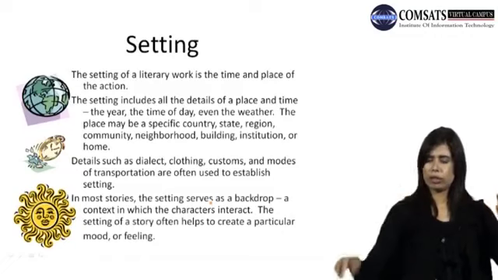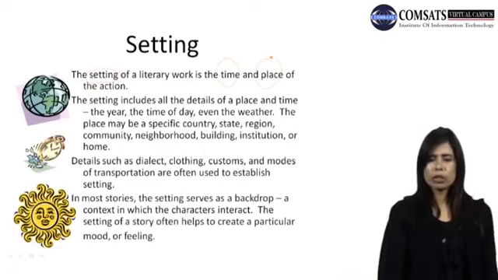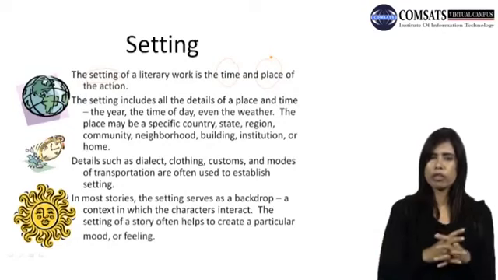So basically, whenever we talk about setting, what do we mean by it? It is the time and place. Okay, so setting means the time and place of the action. The setting includes all the details of the place and time, the year, the time of day, even the weather.